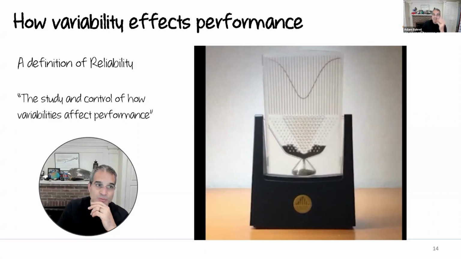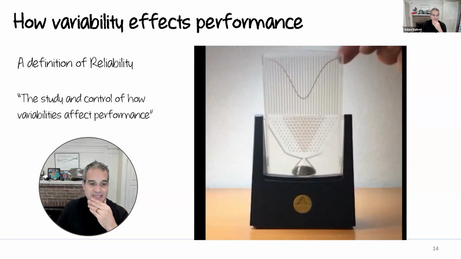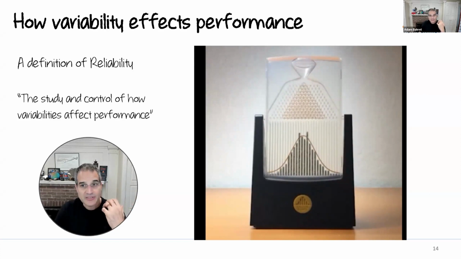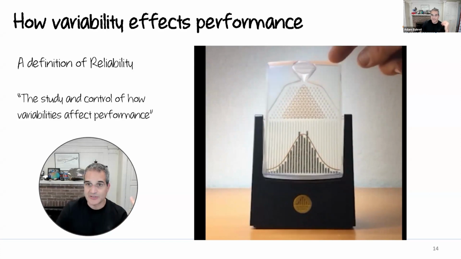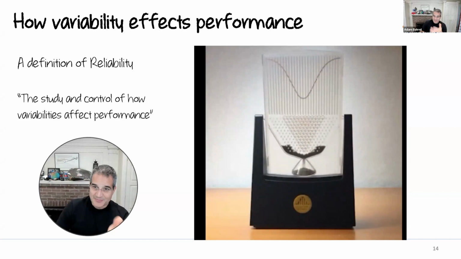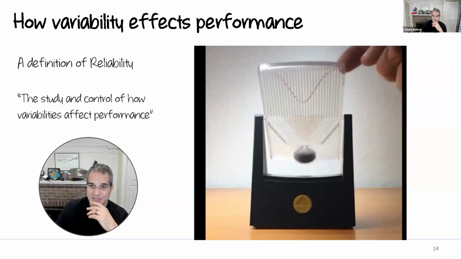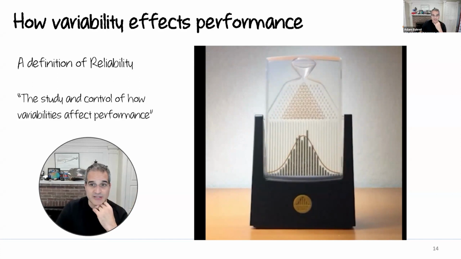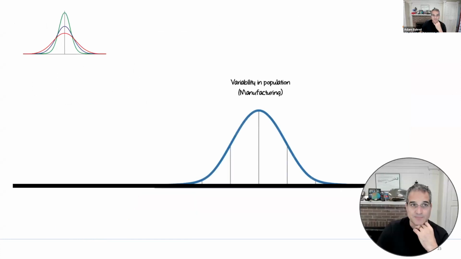So one definition of reliability that I like is, it's a study and control of how variabilities affect performance, right? And variability typically becomes a bell curve, a natural distribution, if there's just variabilities and no other factors that are changing. So if variability is what we're looking to protect against, how do we do this?